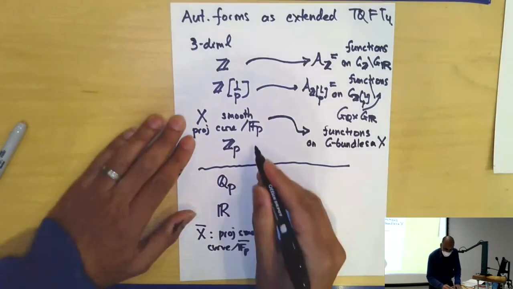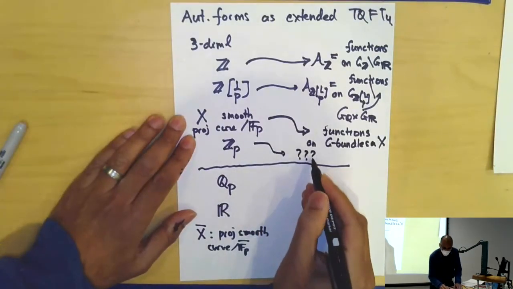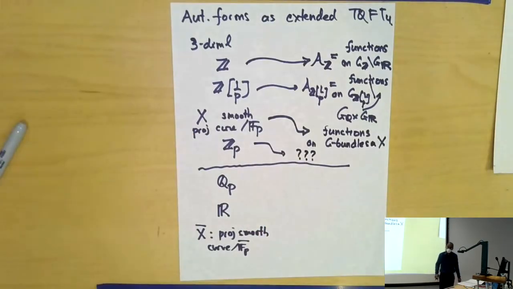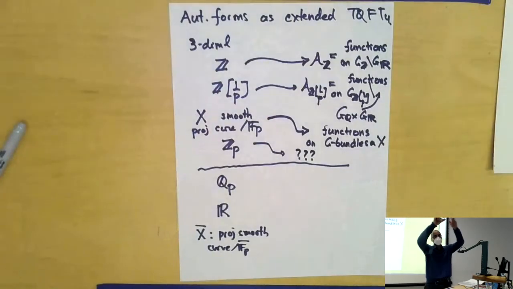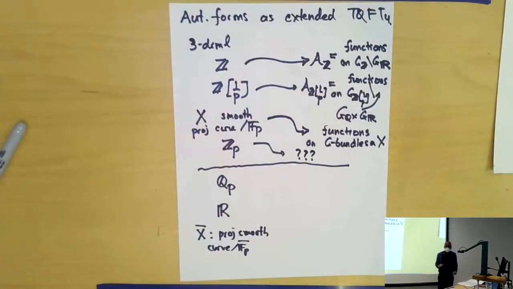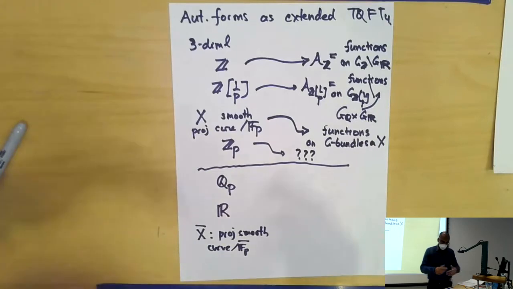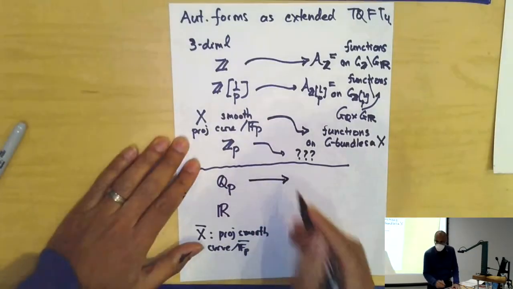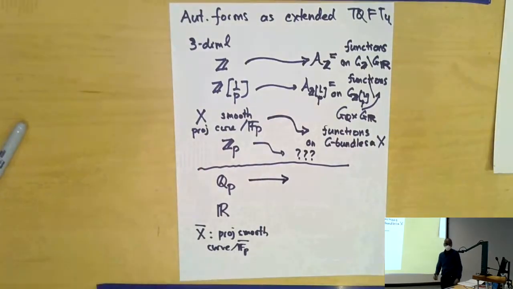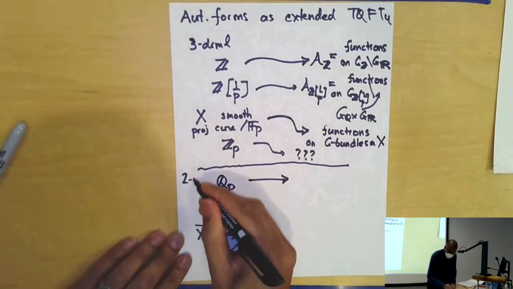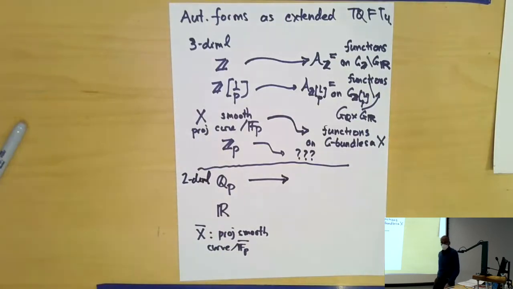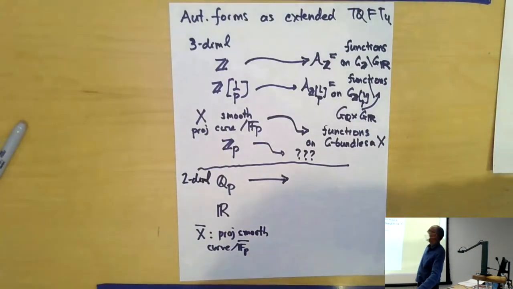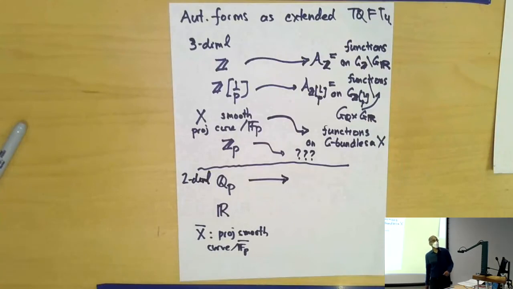Z_p, all right, Z_p is not obvious what to do. We don't really talk about automorphic forms on Z_p. Just to remind you, Z_p was considered three-dimensional because it was the tube excised around p. Okay, but now let's go to Q_p for a moment. These are two-dimensional. All these objects here are two-dimensional. And accordingly, if you look over here, they're supposed to be assigned categories.